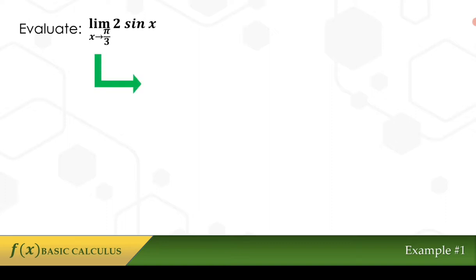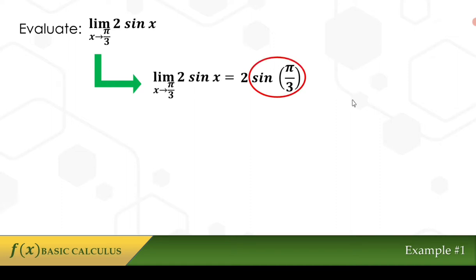Okay? So, we have here 2 sine x. So, from sine x to sine pi all over 3. So just apply direct substitution. Okay, simply substitute the value of pi all over 3. Alright? So next, what is the value of sine pi all over 3? So let's check the table.